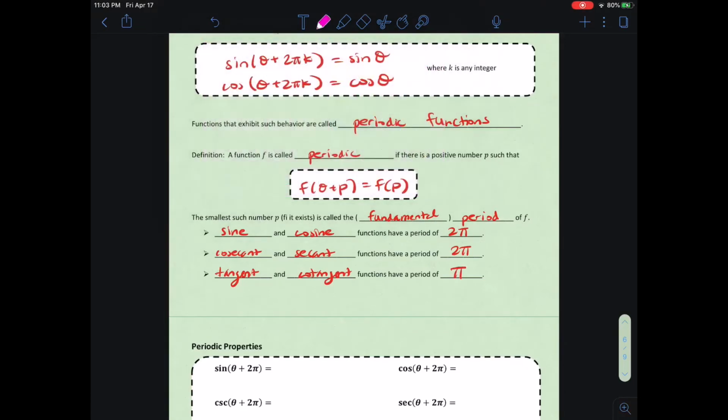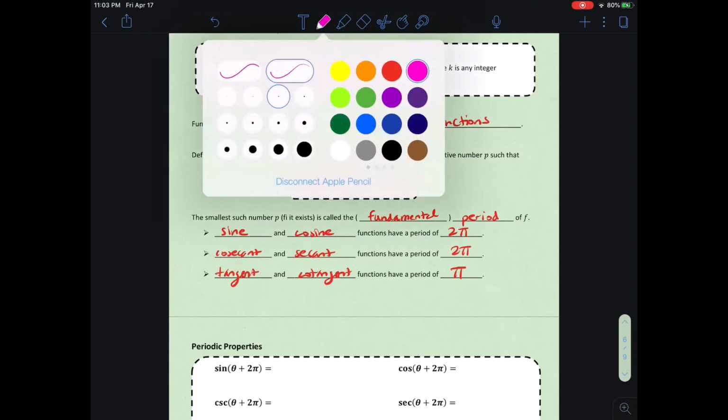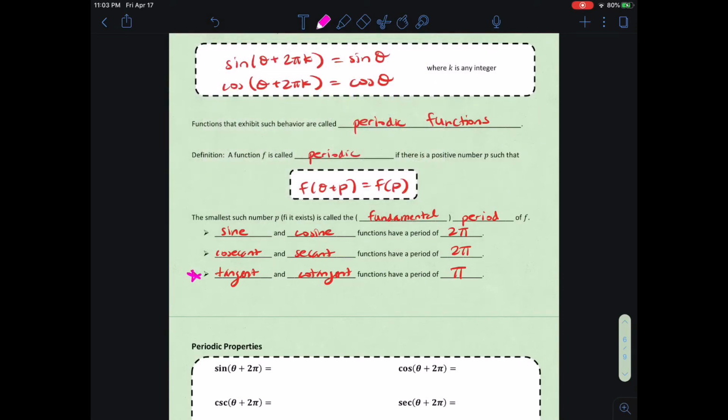And so just be very careful with this one, because you don't want to bunch up tangent and cotangent with the other 4, right? The other 4 all have a period of 2 pi. Tangent and cotangent will have a period of pi.